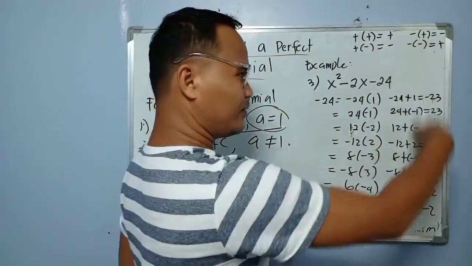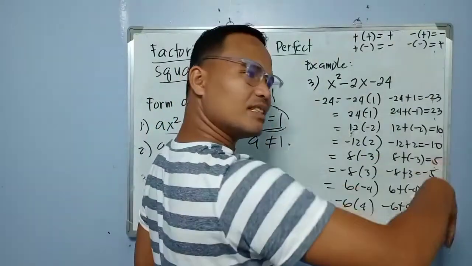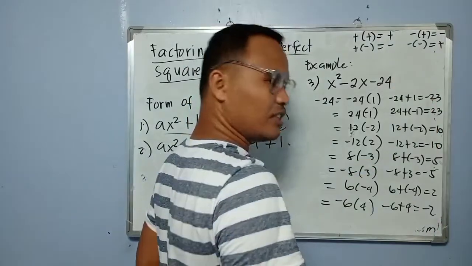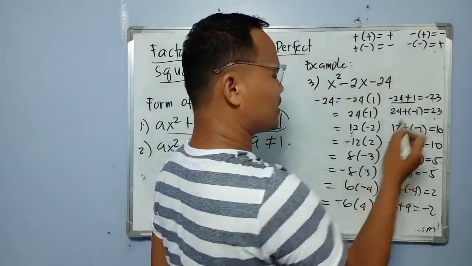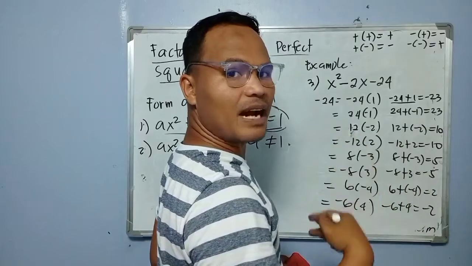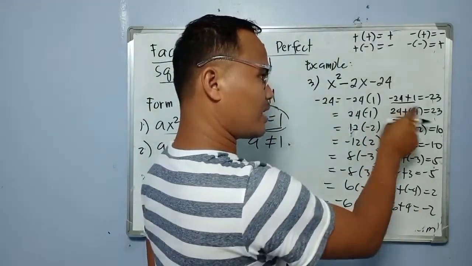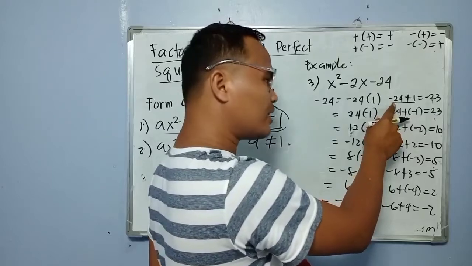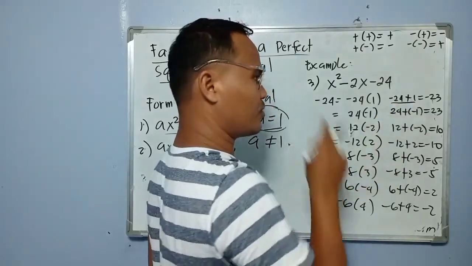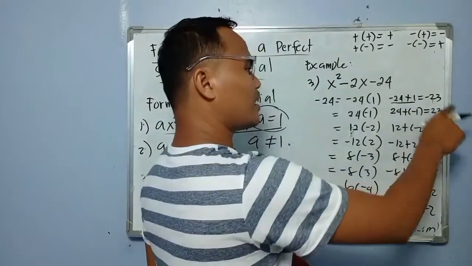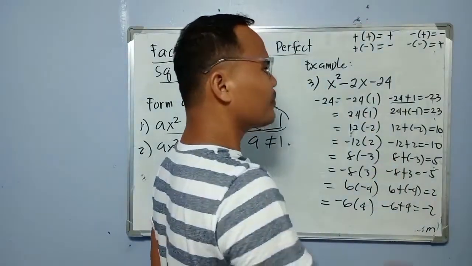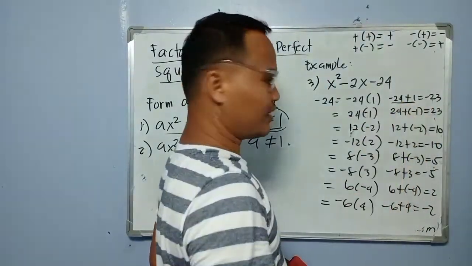If you are confused with this addition of integers, if the two integers have different signs, we are going to subtract, then copy the sign of the bigger number. So here, subtract because the sign of 24 is negative and the sign of 1 is positive. So 24 minus 1 is 23. And what is the sign of our bigger number? Negative. So our answer is negative.